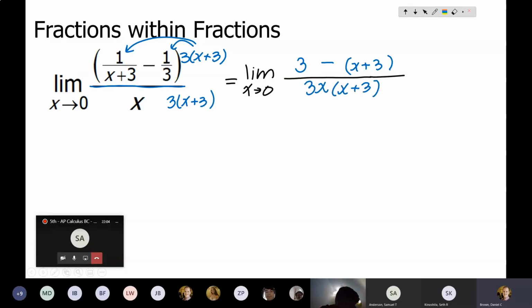You could try plugging in 0 now, but we still have 0 over 0 because we haven't really canceled anything out. We haven't simplified it as far as we need to. Most of us, I think we can see we need to distribute that negative across. So I have the limit as x goes to 0, 3 minus x minus 3.